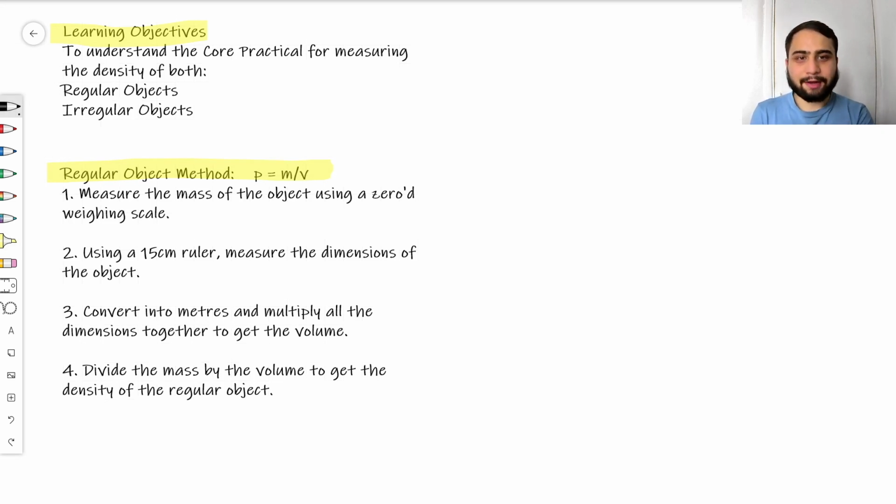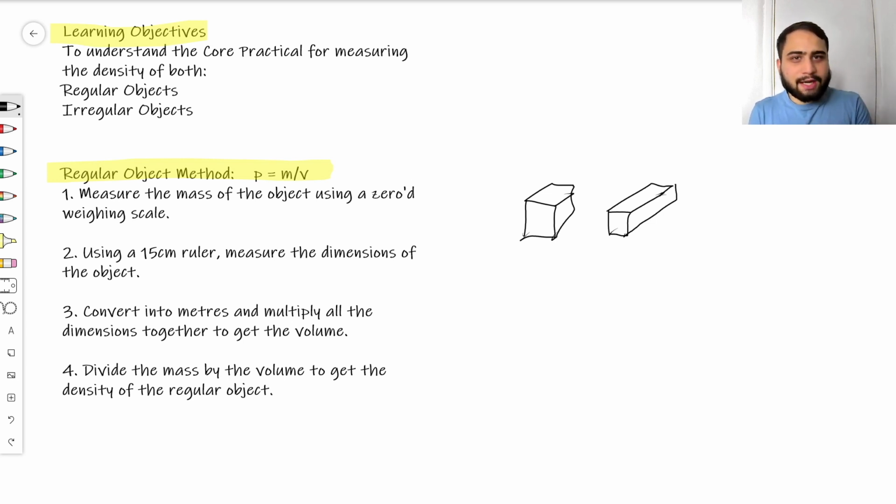What I mean by a regular object is really an object that has regular lines. So things like cubes, close enough, things like rectangles, all sorts of objects which have regular straight lines that you can measure quite easily, right? You don't want anything with curves. For anything with curves, that's an irregular object, and we're going to look later on in the video how we can work out the density of those. But the regular object method is really easy, and honestly it's just a bit of common sense. So if you ever do forget it, just think, what would I do to actually get the density?